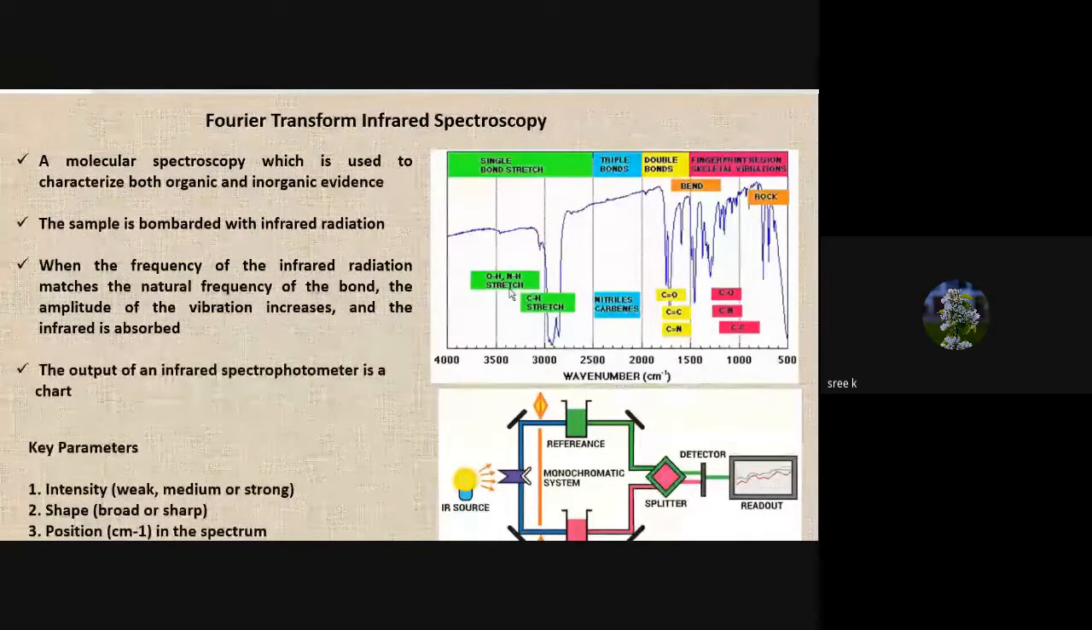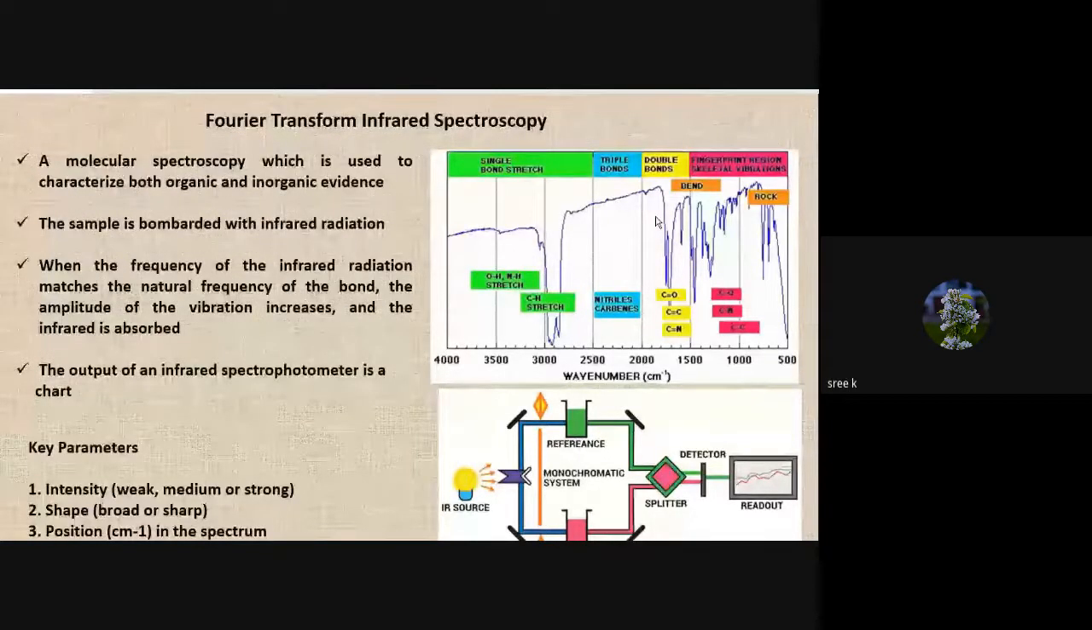So the key parameters you need to take care of are the intensity, weak, medium or strong, then the shape, broad or sharp, and the position. The position gives you information about that particular bond, and intensity gives you information about the absorption. Shape, broad or sharp, will tell you about any other bonding present along with that molecule, like hydrogen bonding, which will broaden that particular peak.